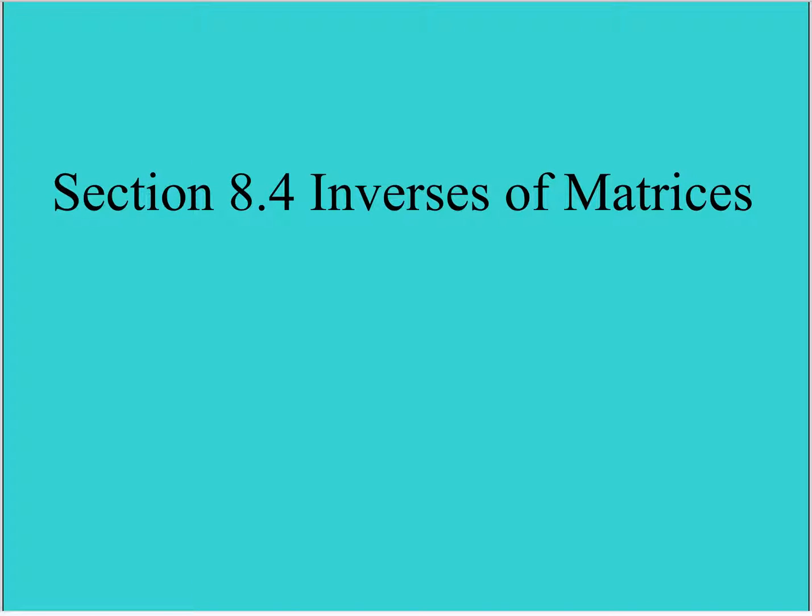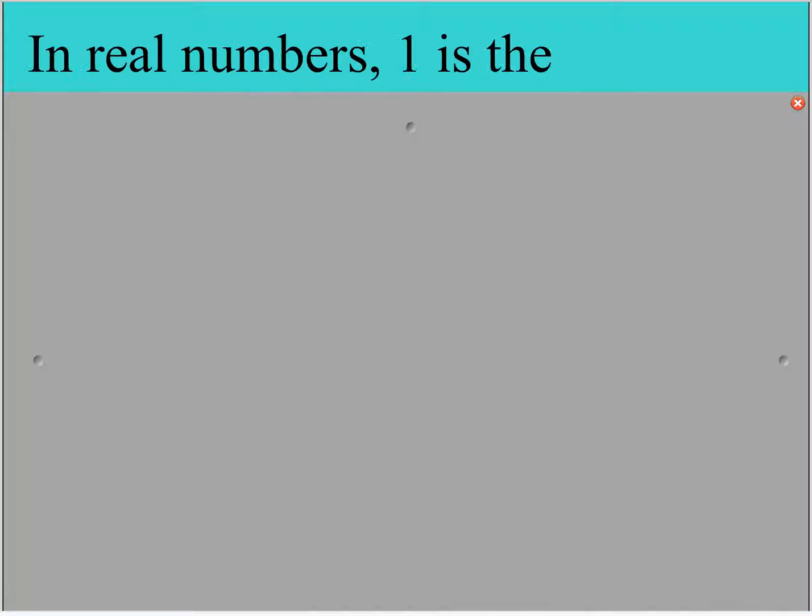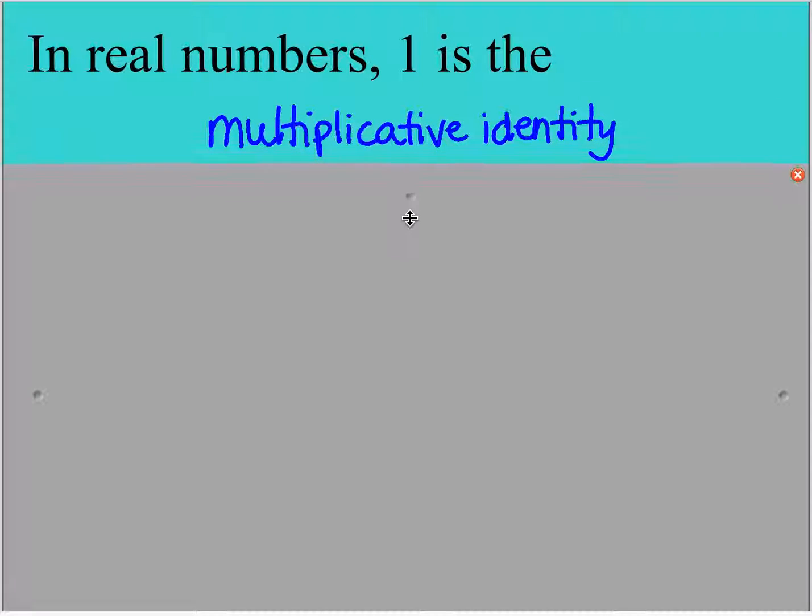Section 8.4 is covering the inverses of matrices. And so first we're going to recall, just as when we were learning numbers, what an inverse is. In real numbers, the number 1 is called the multiplicative identity. What that means is we can multiply any number with 1 and we just get that same number. So a times 1 equals 1 times a equals a. That's called the multiplicative identity.